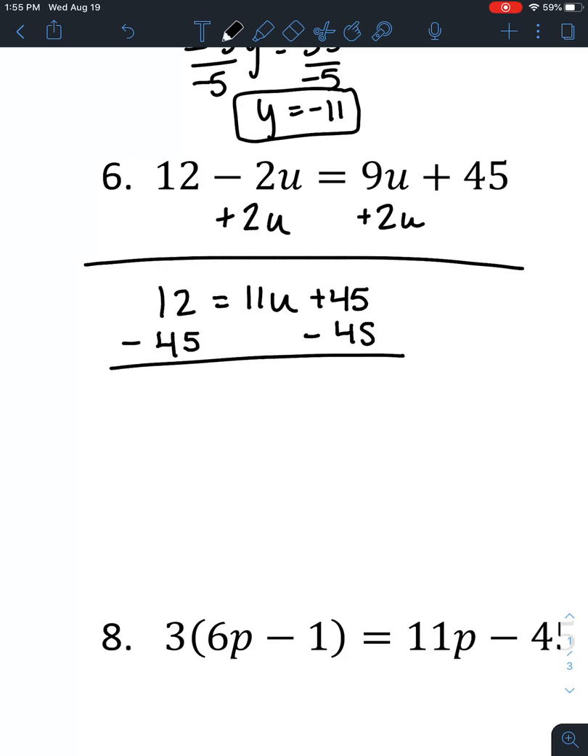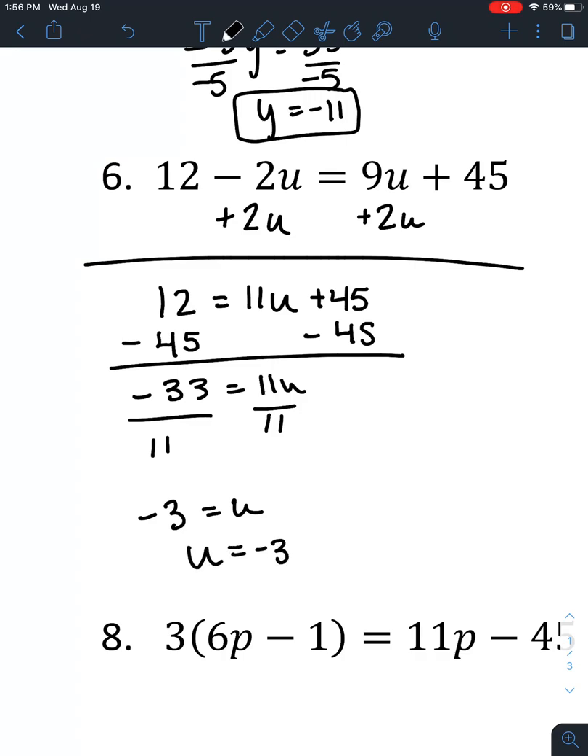12 minus 45 gives me -33 equals 11u. Divide by 11 to both sides. So that gives me -3 equals u. Again, I want letter equals number, so I'm going to rewrite it as u equals -3.